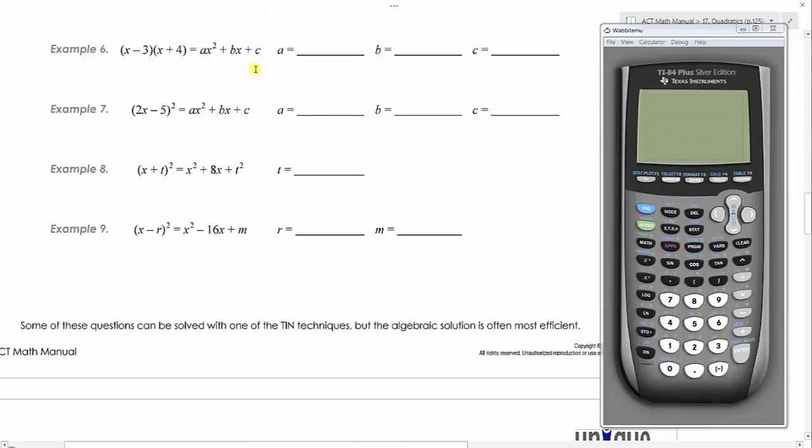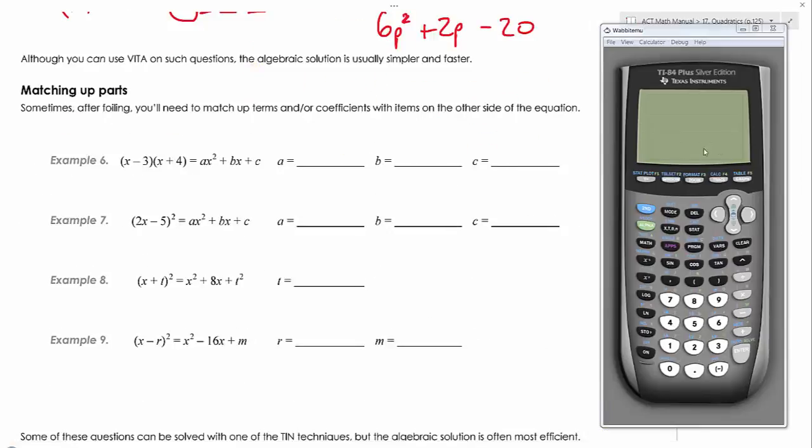Matching up parts. So on some quadratics questions, all you are doing is playing a matchup game. You'll be given something in factored form, and it will be equated with the standard form, and you will need to know what the a, the b, and the c are once we FOIL out these two factors. So as an example, we'll look at number 6. If you do want to try it on your own before you watch me do it, go ahead and pause the video. I'm going to go ahead and do this now.